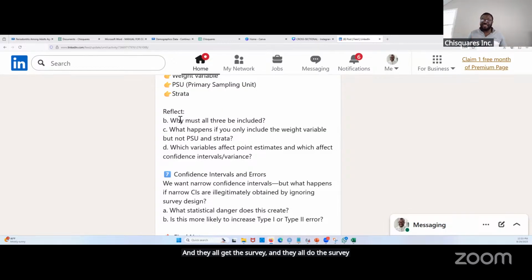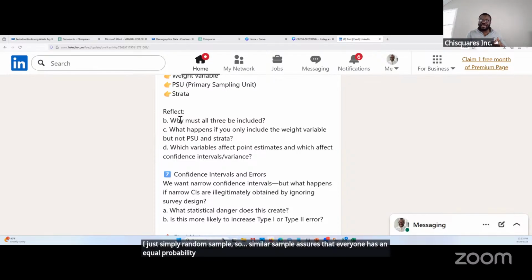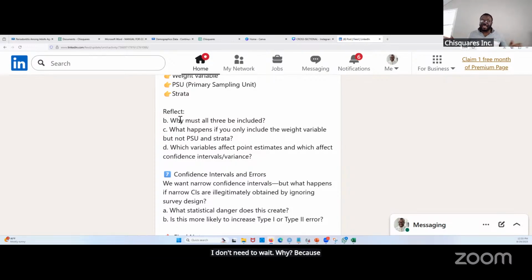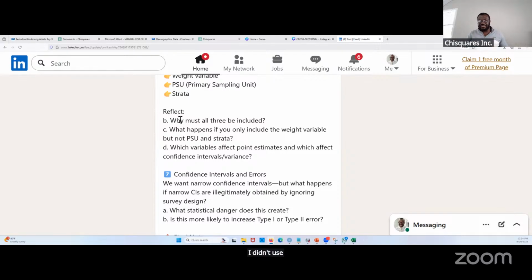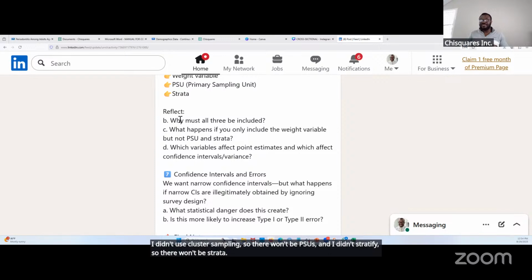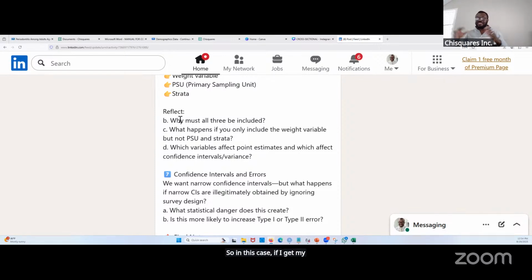So in this case, I use simple random sample. Simple random sample assures that everyone has an equal probability of selection. So in this case, I don't need weight. Why? Because everybody has an equal probability of selection. I didn't use cluster sampling, so there won't be PSUs. And I didn't stratify, so there won't be strata. So if I get my data, all I need to do is just take the data and analyze it. No extra work, and that's easy peasy, right? So that's a scenario where we will have no PSU, no stratum, no weight.